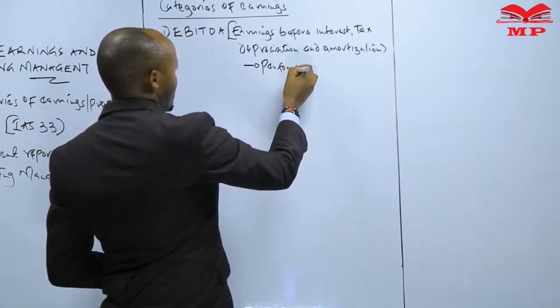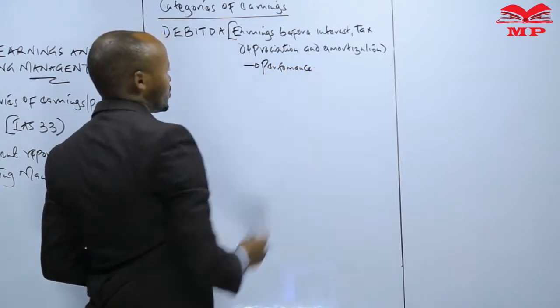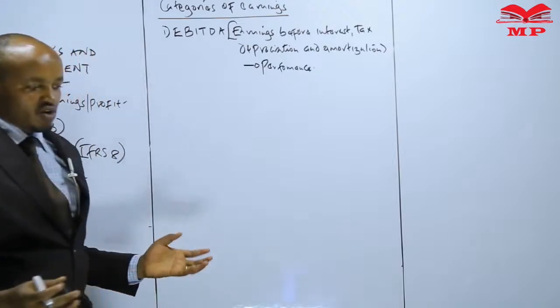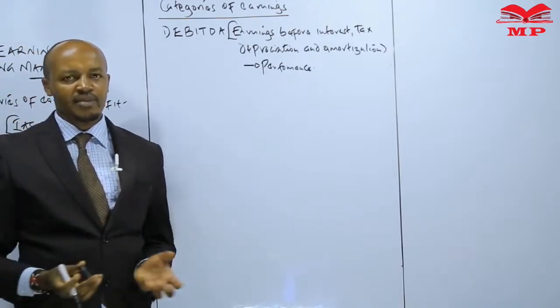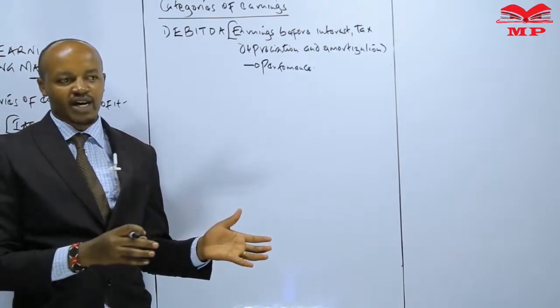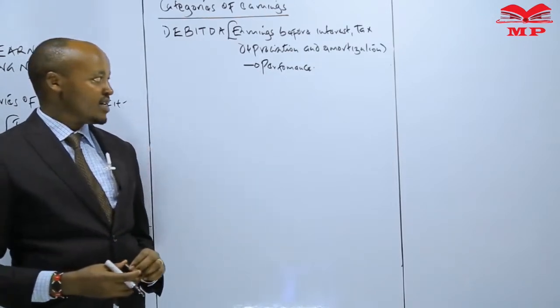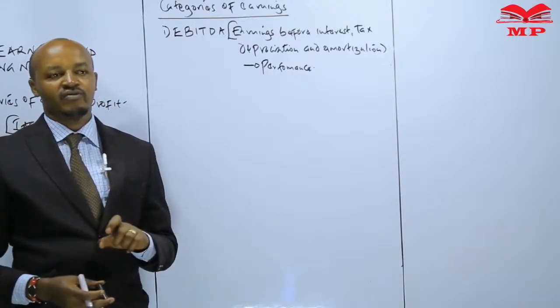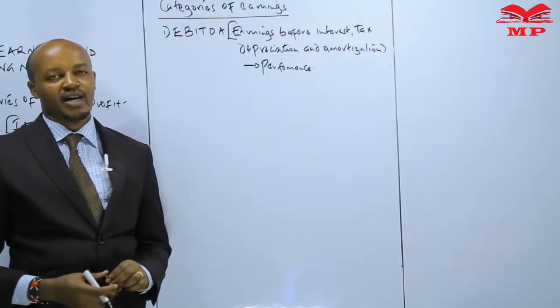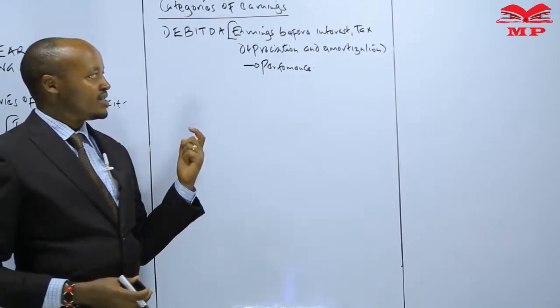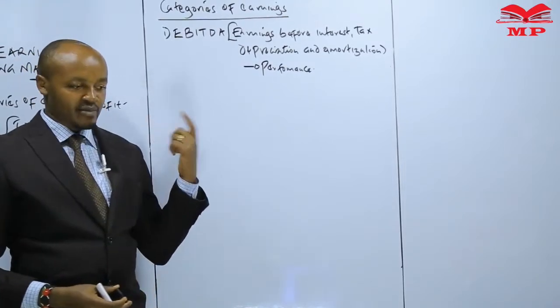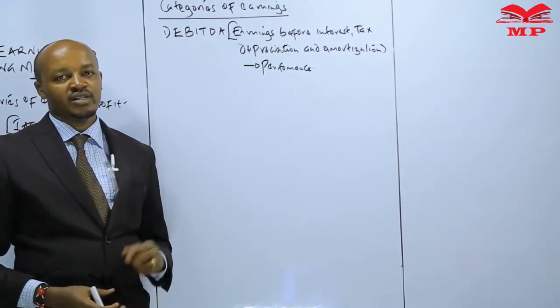This particular profit, or earnings, is very useful in evaluating the company's performance. If we intend to measure the performance of a company in respect to other companies, so basically we want to do what we refer to as cross-sectional analysis, that is comparing the performance of the company with other companies, then this is the profit, or the earnings, which is recommended.